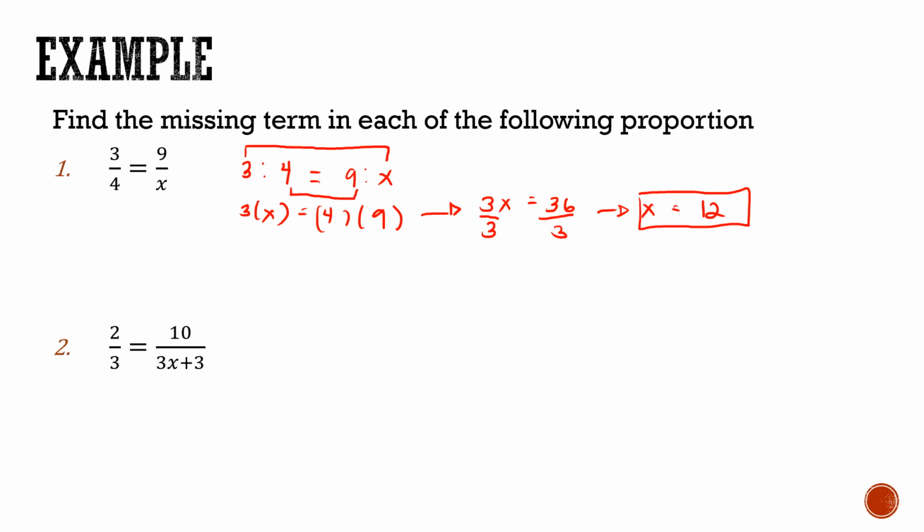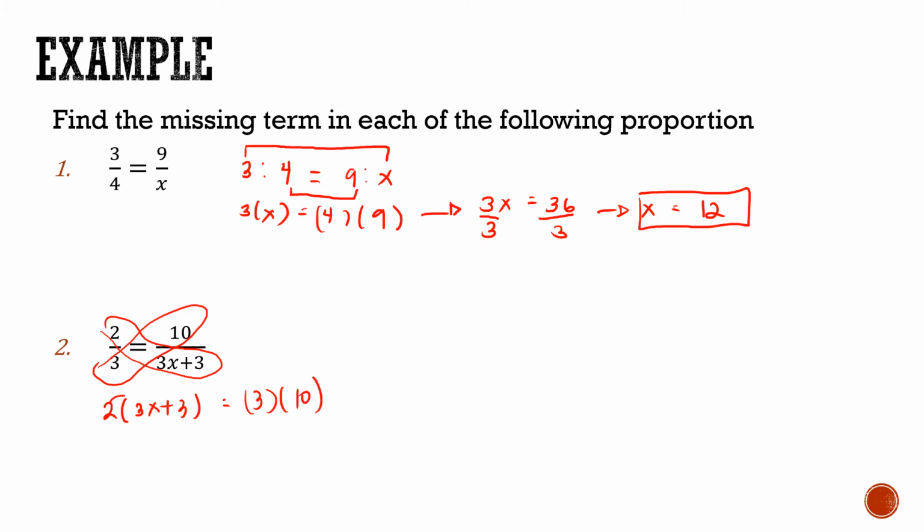Next, 2/3 is equal to 10/(3x+3). So the second method that I'll be showing you is by the use of the diagonals and using the cross multiplication. So we will be multiplying 2 by 3x plus 3 and we'll be multiplying 3 by 10. So we can write this as 2 times (3x plus 3) is equal to 3 times 10.